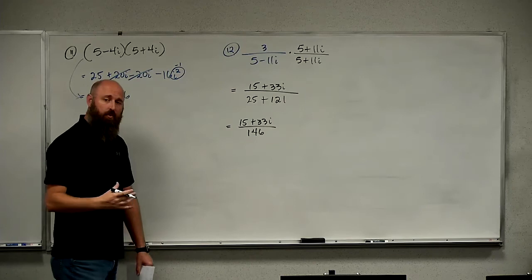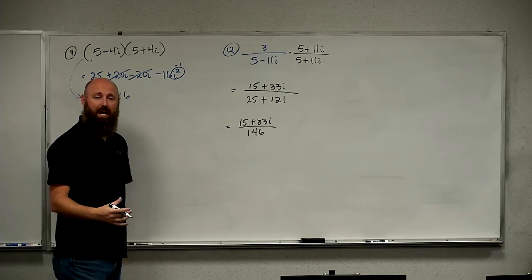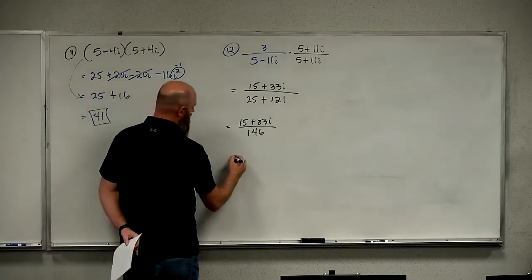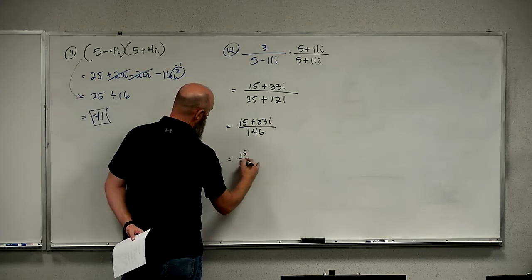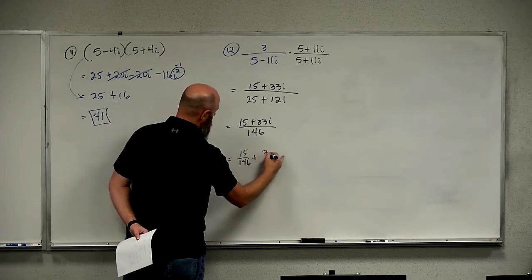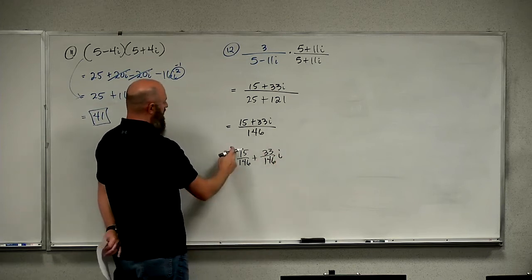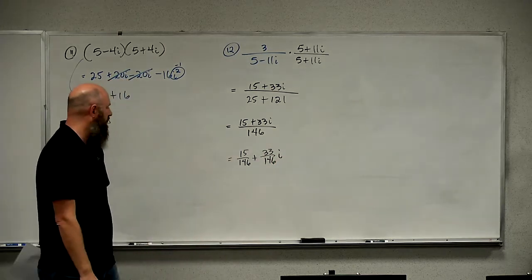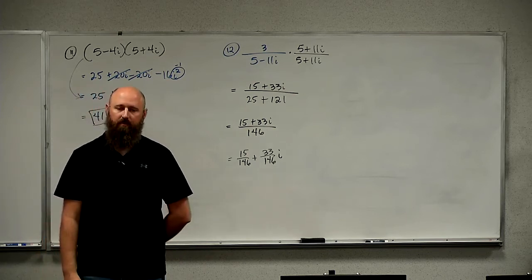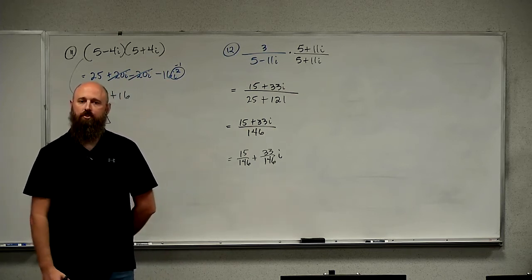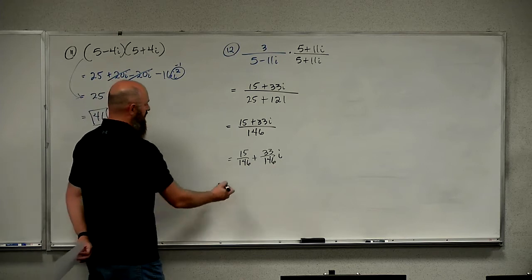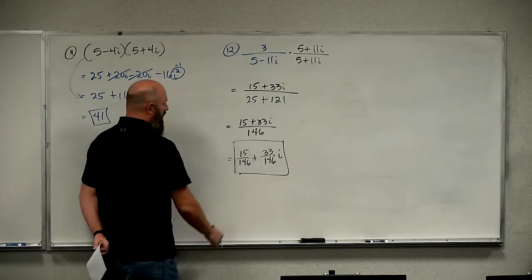Now we do have to still write it in that a plus bi form and see if we can reduce. So we're going to get 15 over 146 plus 33 over 146 i. Now the 15 and 146 do not reduce, neither do the 33 and the 146. But if you can reduce those fractions, you need to do so. And so this is our final answer.